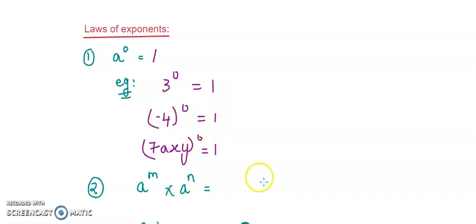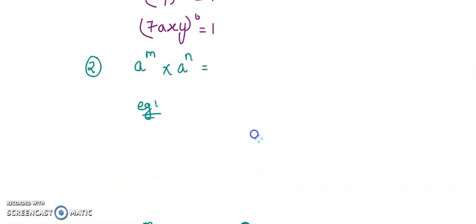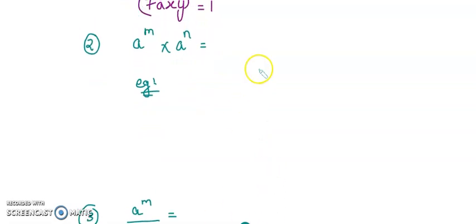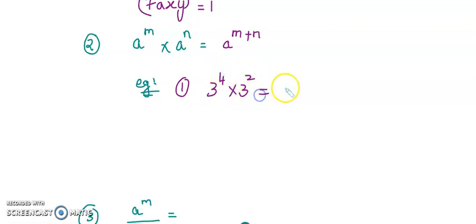Okay. Let's take the next form. It's a raised to m times a raised to n. Correct? So what we do, the bases are the same, so we'll write it only once and the powers get added up. So what's the law? a raised to m multiplied by a raised to n equals a raised to m plus n. Let's take a few questions. So here 3 to the power 4, 3 to the power 2. So 3, I'll write it once and I'm going to add the powers, which are 4 and 2: 3 to the power 6. Let's take the second question.